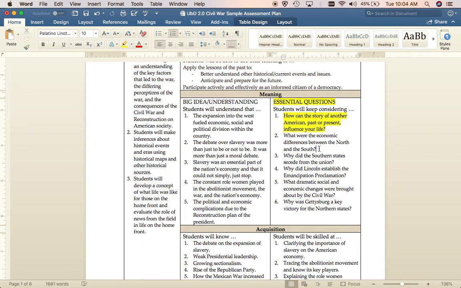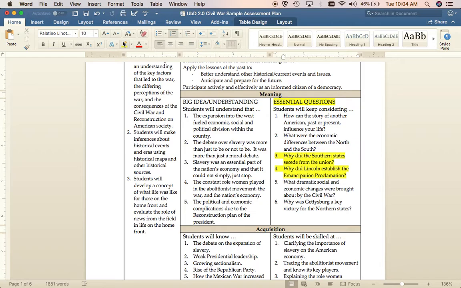Number 2 here, we're talking about economic differences. This is teaching the skill of compare and contrast. This is something that can go beyond just a U.S. history class into a world history class, but the skill of comparing and contrasting can also go to other content areas as well. Number 3 and number 4 are talking about perspective, which is again part of the idea of big understanding.